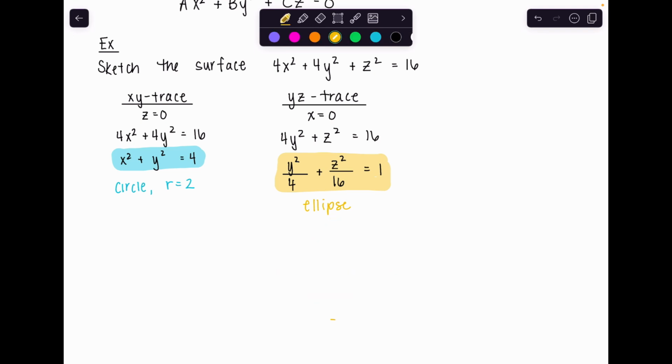Then we got one more trace left, which is the xz trace, and then we can combine these all together into one graph. So if I have the xz trace, y is missing, so we set y equal to 0 in our equation. So that gives us 4x squared plus z squared equals 16. And you really end up with a very similar ellipse.